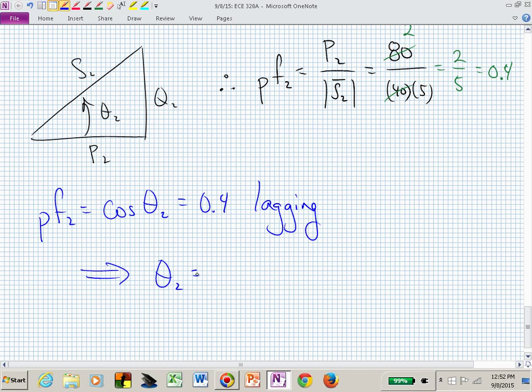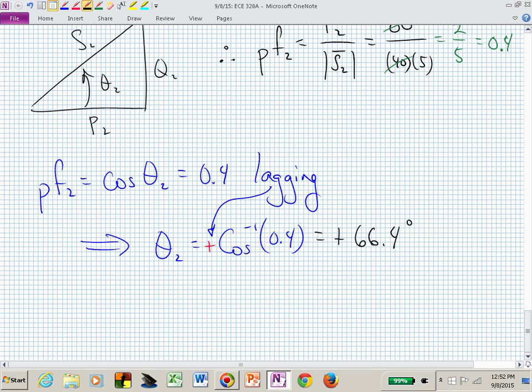We can now use that information to solve for the angle theta sub 2, just doing the inverse cosine of both sides of that expression. And the fact that it's lagging allows that angle to be a positive angle, or Q is positive, or vertically up. This now gives us an angle of plus 66.4 degrees. Now I said we're looking for the angle of our voltage phasor. We know the angle of our current phasor. That was 0 degrees when I sub s was 5 at 0 degrees.